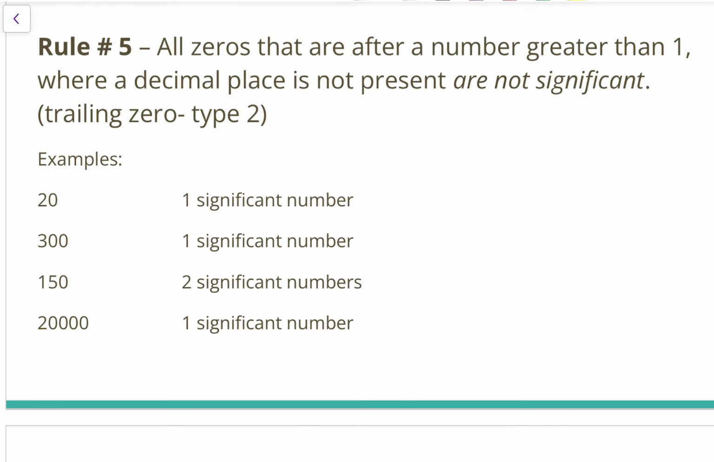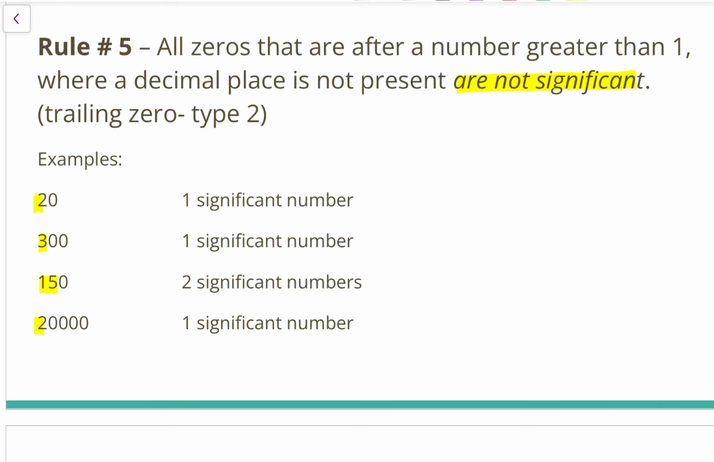All right. We talked about numbers that were smaller than 1. If we have numbers that are bigger than 1, the trailing zeros are not significant. So a number like 20, only the 2 counts. That's 1 significant digit. 300, only the 3 counts. That's 1 significant digit. 150, 2 significant figures. 20,000, only the 2 counts.